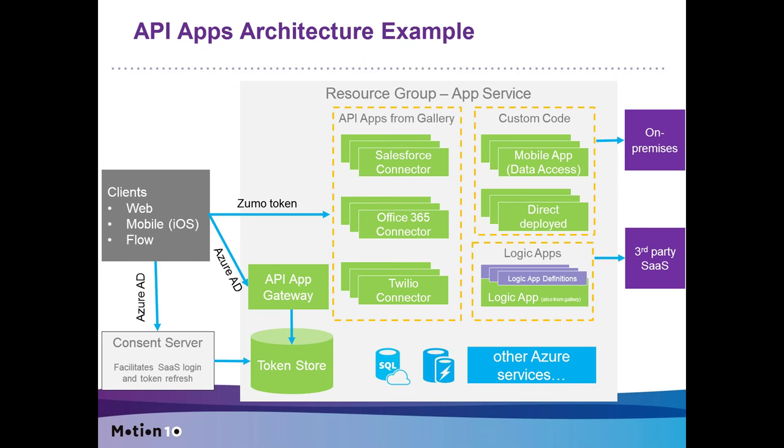What then happens is that a Zumo token is sent from the client to the backend. And why is it called the Zumo token? Because it has the same concept as mobile services. Microsoft thought, well, it's the same as how you log in with mobile services, so they also kept the name the same. The name is from mobile services, and now they also use it in API apps.